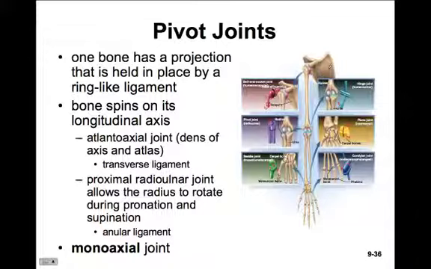The proximal radio-ulnar joint also allows the radius to rotate during pronation and supination, and it's held in place by the annular ligament. These are also monoaxial joints. Take a moment here to write down all the different types of joints, draw a quick diagram of each, and come up with an example of each.